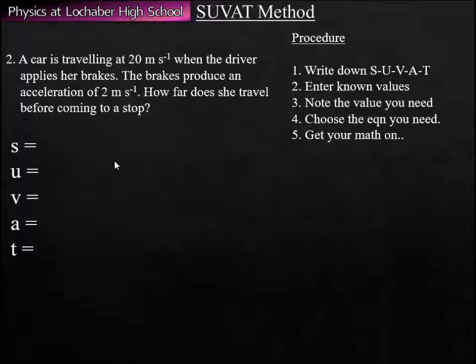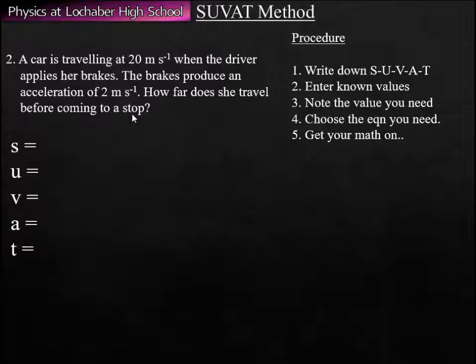We write down the acronym SUVAT. And then that forces us to have a think about what it is we have and what we don't have. You see, we know this number, and sometimes people might just assume that's the final speed if they're not careful. But it's actually the initial speed. We know the acceleration, and we know another thing. This is the power of SUVAT. By forcing you to go through each of these in turn, you actually realize the implied information.